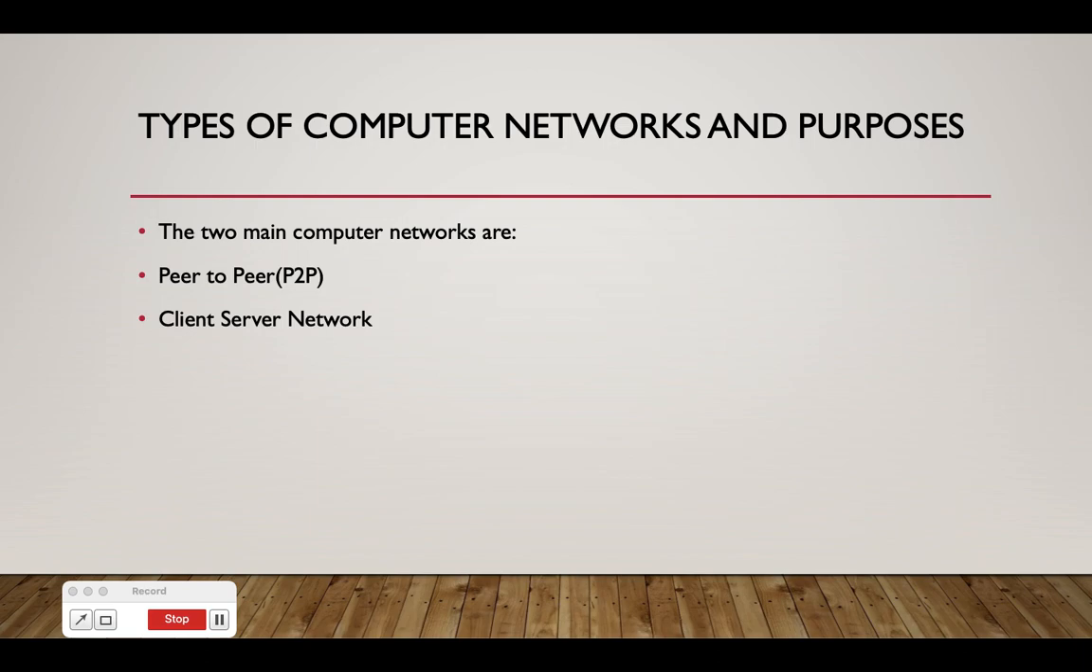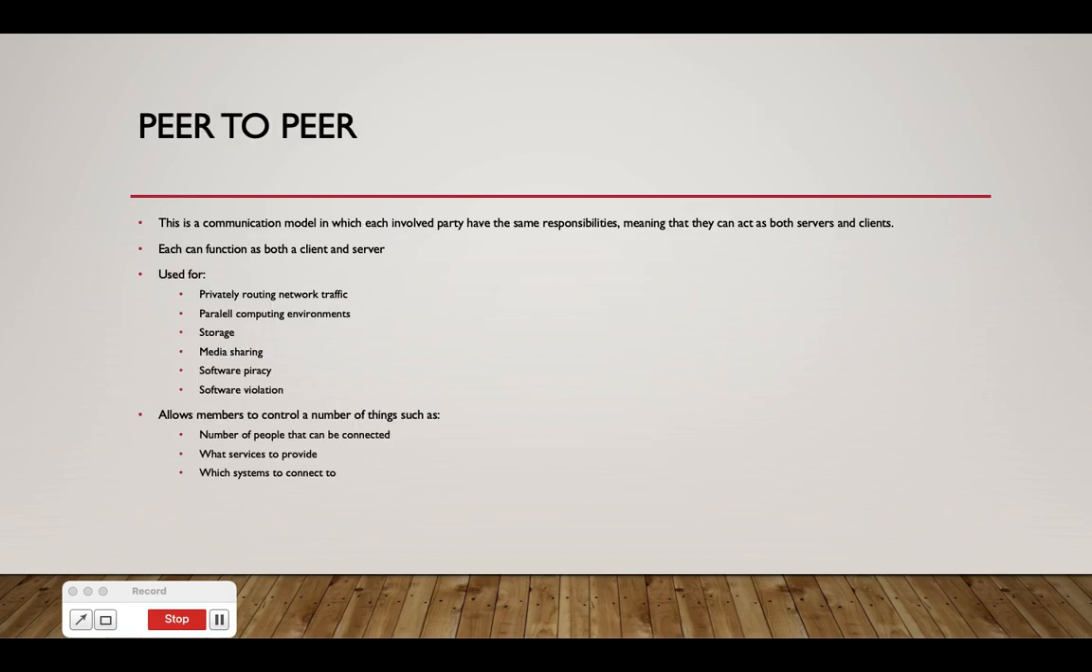So now we're going to talk about the types of computer networks and purposes. The two main computer networks are peer-to-peer and client-server network. So what is peer-to-peer? Peer-to-peer is a communication model in which each involved party has the same responsibilities. So they can act as a client and a server.